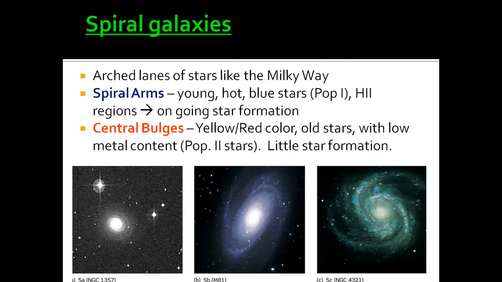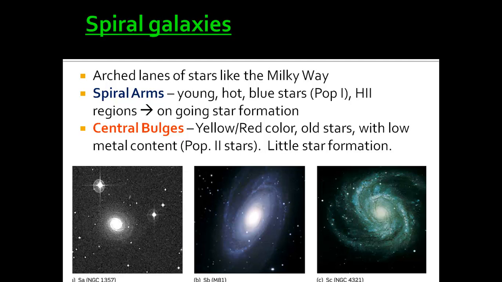So spiral galaxies. What are these? Spiral galaxies have arced lanes of stars and gas and dust, just like the Milky Way. The spiral arms are made up of young, hot, blue stars, those population one stars. There are a lot of H II regions, therefore there's a lot of star formation happening in the spiral arms. Now, most spiral galaxies have a pretty distinct central bulge, with a yellow-red color indicating older stars with maybe lower metal content and very little star formation.